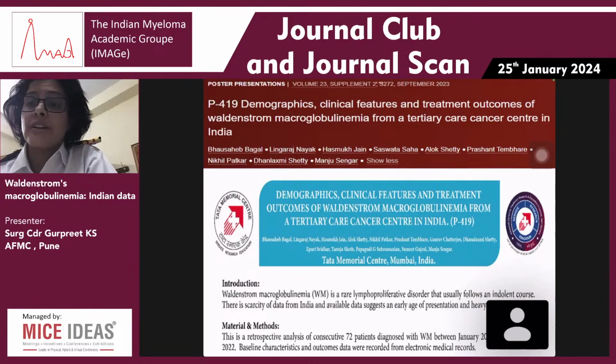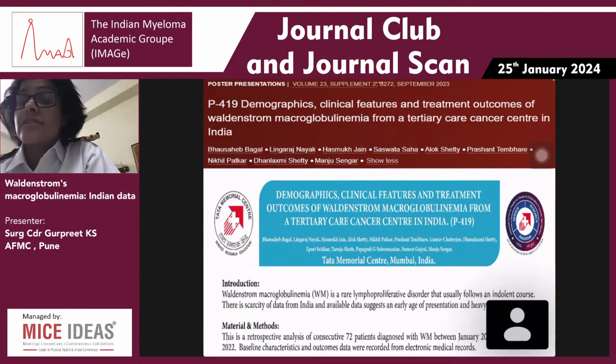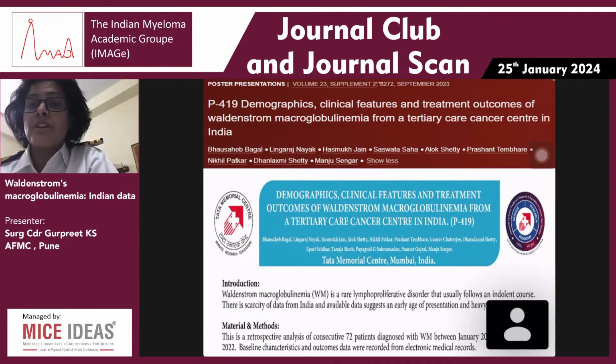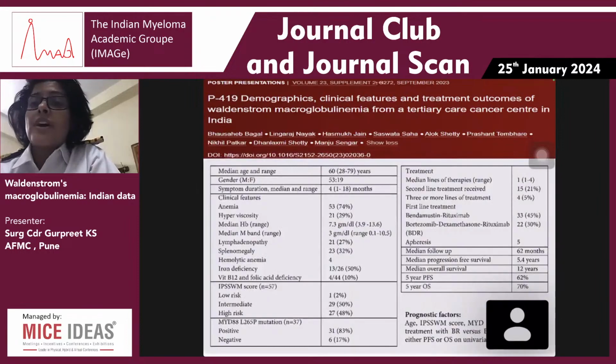The second large study that we have also comes from TMH, and I think this was the study that Hari sir mentioned during our talks on Waldenstrom's. This study had 72 patients. It's the largest study that comes from our country. What they found here was that the median age was 60 years. Males had an increased incidence of Waldenstrom's. Most of the patients presented with anemia and hyperviscosity, and lymphadenopathy and splenomegaly were found in 27% and 32% of patients.